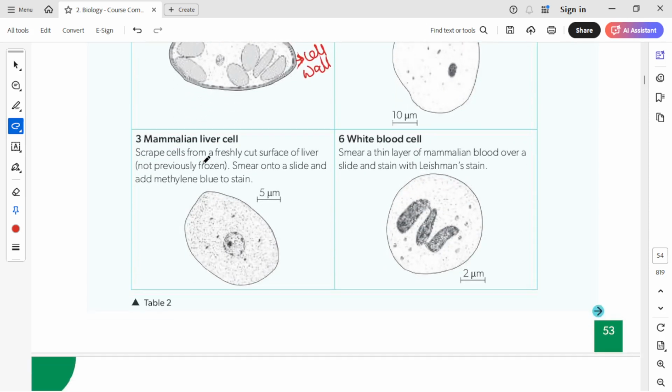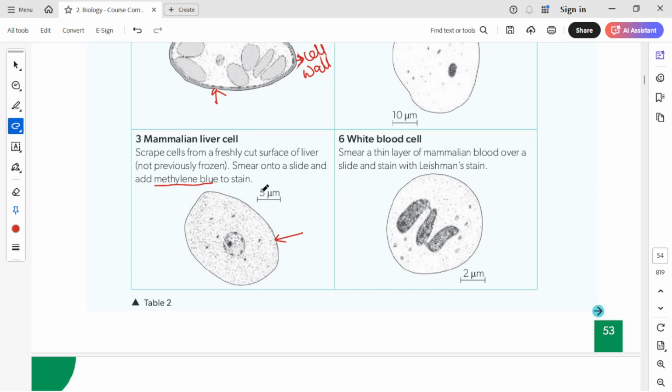So let's go ahead. Mammalian liver cell. Now scrape the cells from a freshly cut surface of liver, smear on the slide and add methylene blue to stain. Again here we are adding methylene blue. So here also you can see a thin outer membrane, which is the plasma membrane, and there is no cell wall present. That is why this is thin. And if you see any plant cell, a thicker outer structure will be seen. So I hope you can easily identify which ones are the animal cells and which ones are the plant cells.